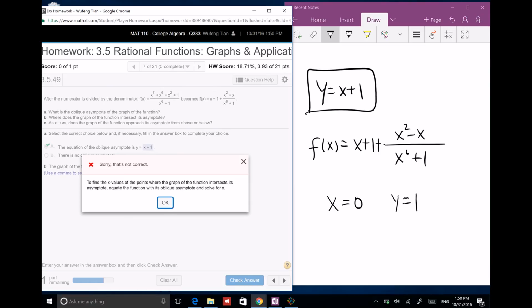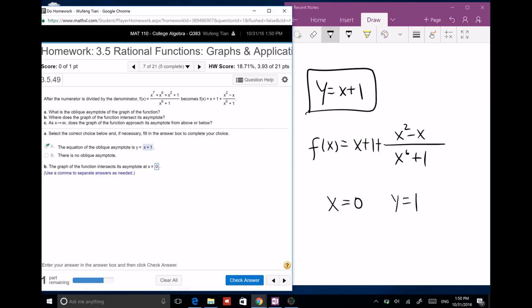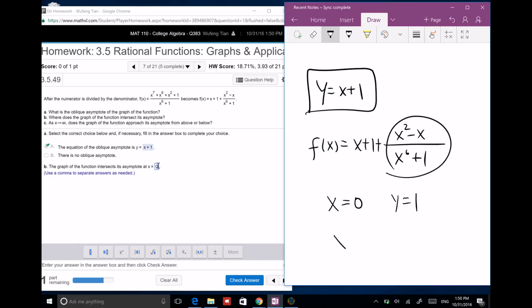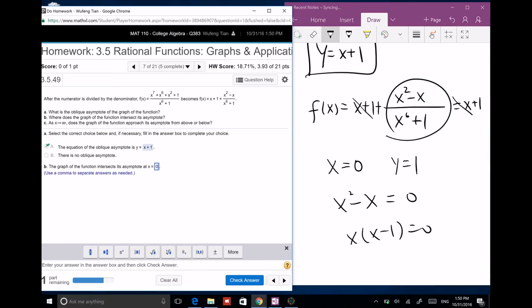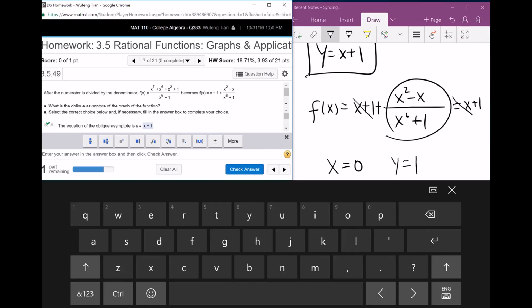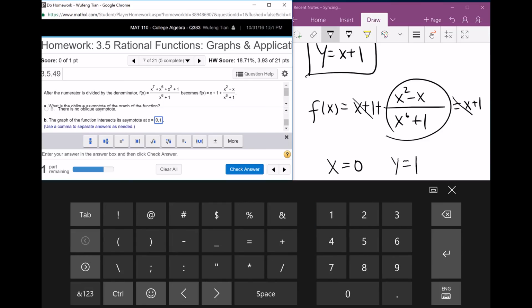We equate the function with its oblique asymptote and solve for x. That's what I did. So basically you have this one equals x plus 1. So x squared minus x equals 0, because it intersects itself. These two cancel out. You have x squared minus x equals 0, x times (x minus 1) equals 0. So x equals 0 and 1. Okay.